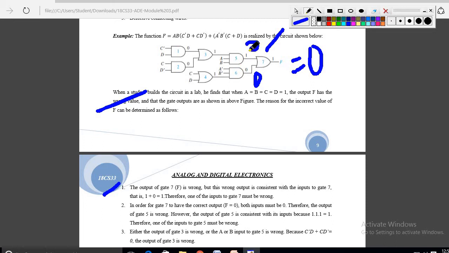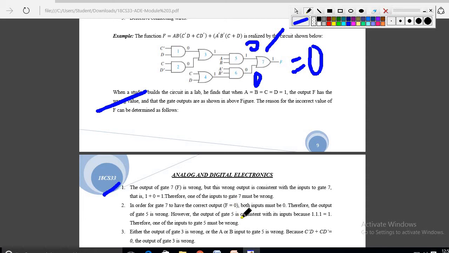So the 5th gate, right? Because its output is 1, I need to get 0, no? For that reason this might be defective, so gate 6 will be correct and gate 5 should be wrong. Like that, each gate we have to test and solve. Okay, so now gate 5 is wrong, right?